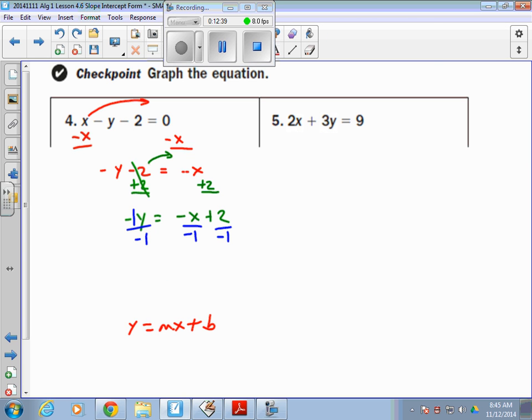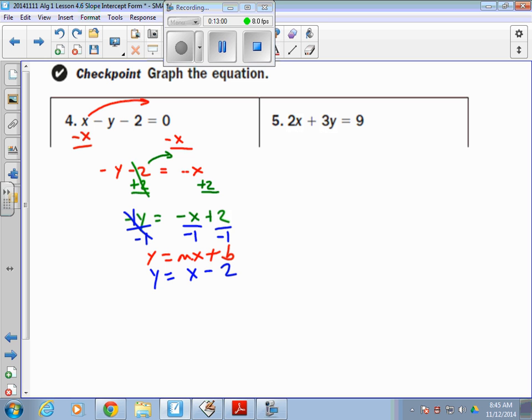So what's going to happen right there is this part's going to cancel out and leave us with y equals. So we get into mx plus b. Negative 1 divided by negative 1 is going to be positive 1x. And then positive 2 divided by negative 1 is going to be negative 2. This says y equals mx plus b.